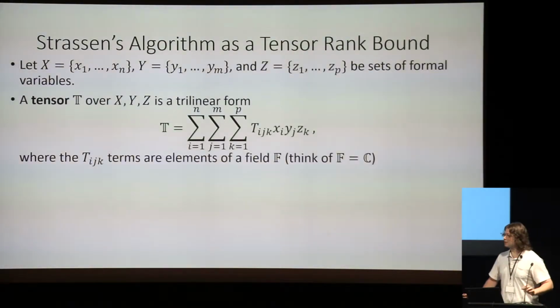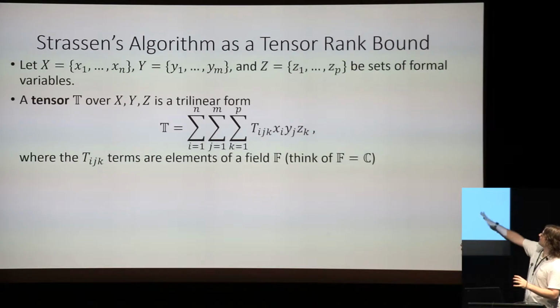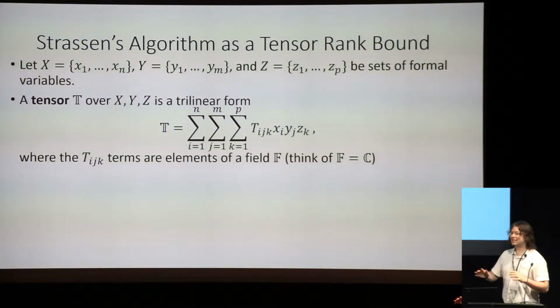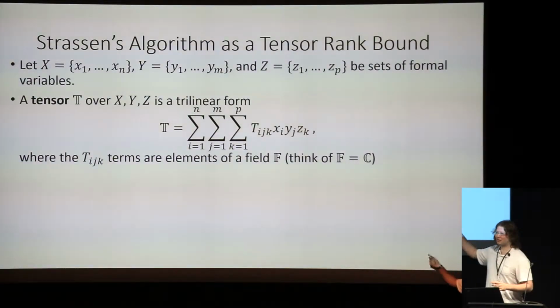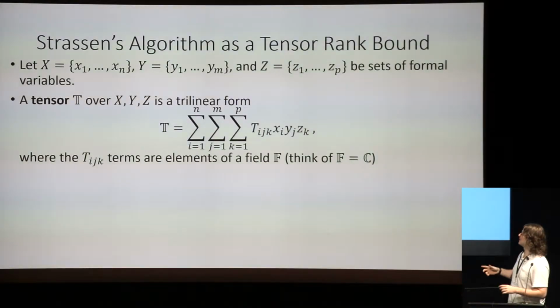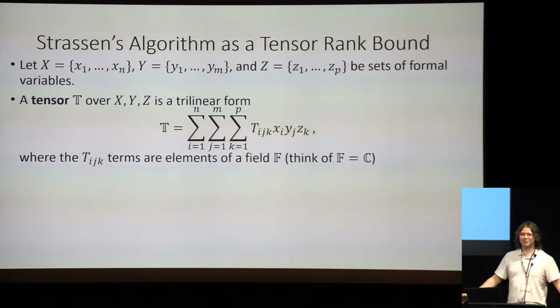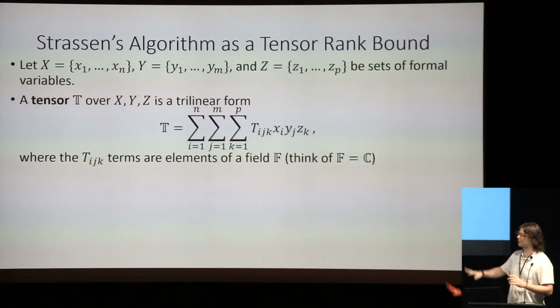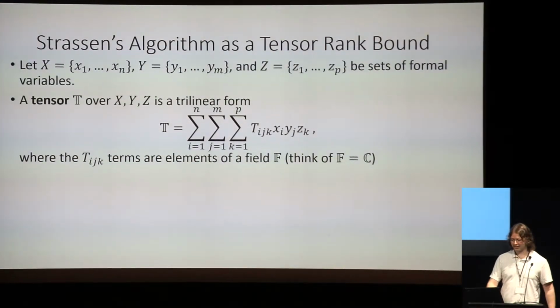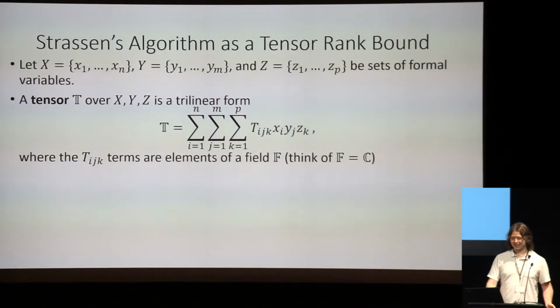And then for our purposes, a tensor is going to be a trilinear form that looks like this, where basically for each triple of an x variable, y variable, and z variable, we have a coefficient that, well, it can come from any field. Let's just think of it as a complex number. So for every triple of an x variable, y variable, and z variable, you have some complex number in front of it. So what's the rank of one of these tensors?